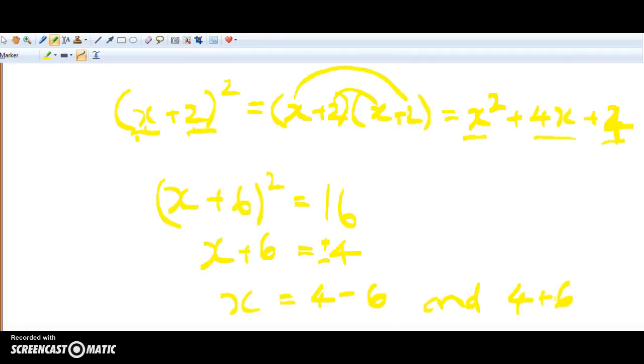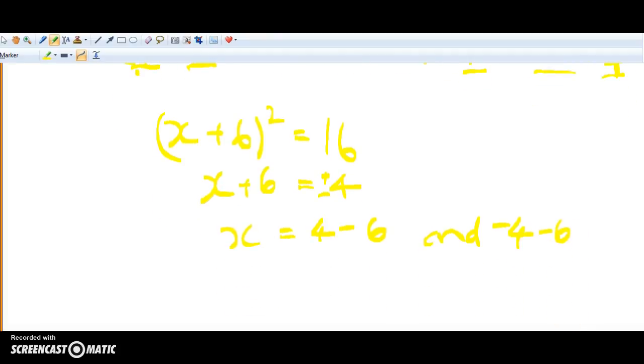Sorry, mistake. Minus 4 minus 6. So 4 minus 6 is minus 2, and minus 4 minus 6 is minus 10. Those are my two solutions. Different method, completing the square to solve my quadratic equation.